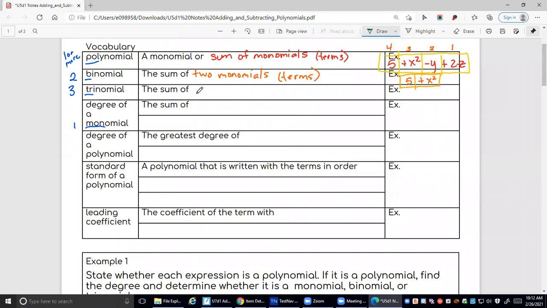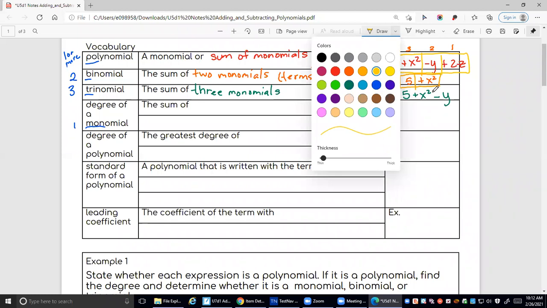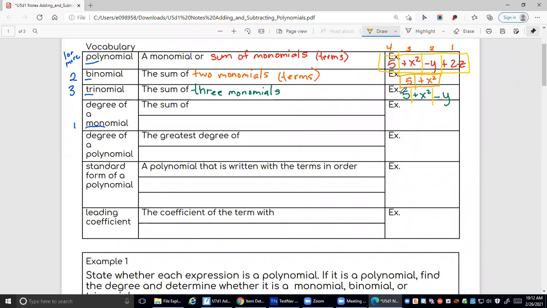All right, next one. We're gonna have a trinomial, 3 monomials. This essentially would be something like 5 plus x squared minus y. And there we have our 3, because we put a line in front of the negative, in front of the positive, and I draw a box, and I got 3 little boxes, 3 monomials. Does that make pretty good sense?